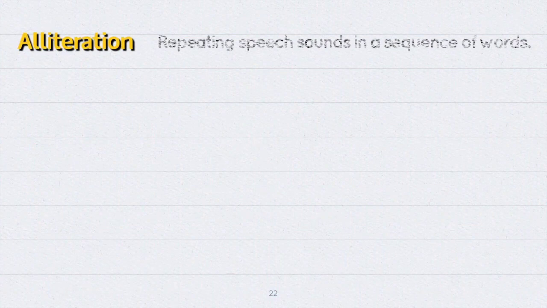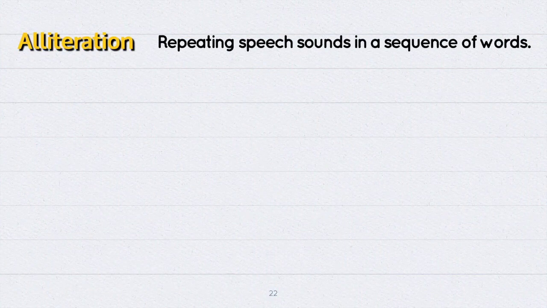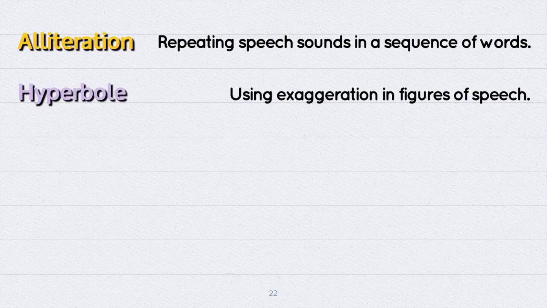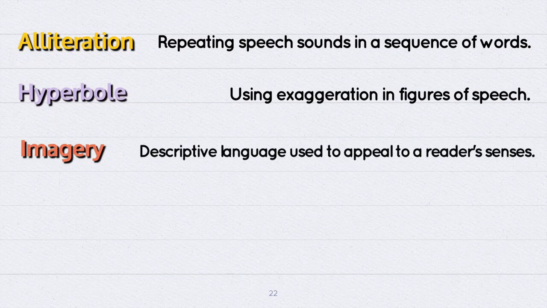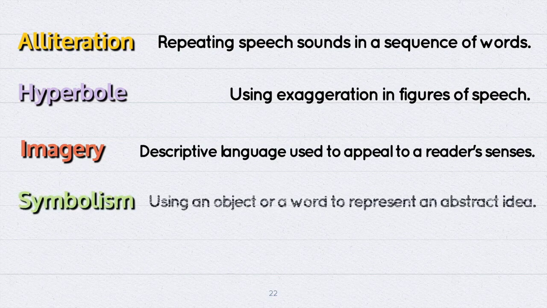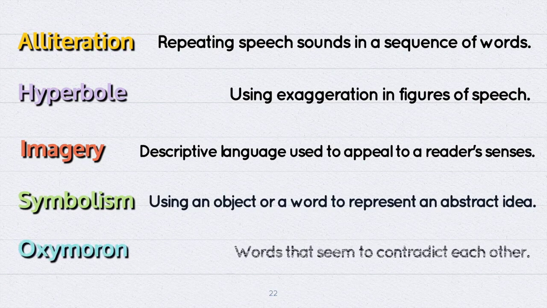So let's recap then. Alliteration. Repeating speech sounds in a sequence of words. Hyperbole. Using exaggeration in figures of speech. Imagery. Descriptive language used to appeal to a reader's senses. Symbolism, using an object or a word to represent an abstract idea. Oxymoron, words that seem to contradict each other. So that's it for today.